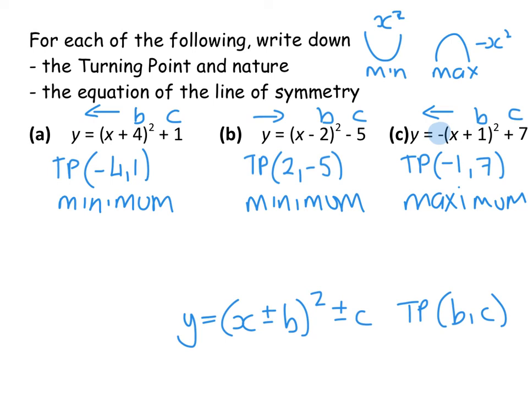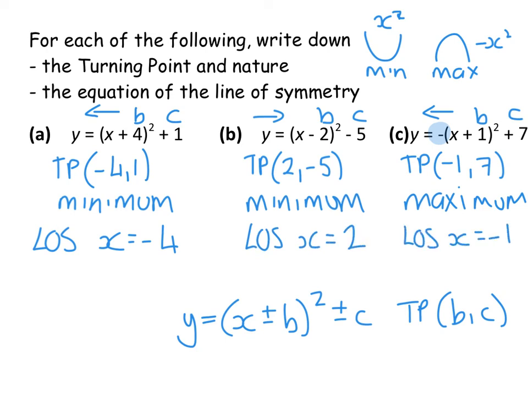And the equation of line of symmetry is just always x equals whatever your x coordinate is. So the line of symmetry is x equals -4 for the first one. For the second one, it's x equals +2. And for the third one, it's x equals -1. Okay, and it's really important that you can do that because it's actually only a couple of marks, but if you can do it, it's some of the easiest marks in the whole paper.